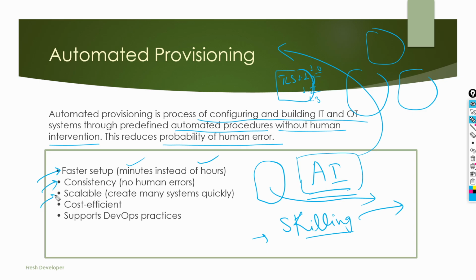Next thing is scalable. Create many systems quickly. Obviously, if one person is doing it, he will do it one by one. But if you have written a script, it can be sent to multiple systems altogether. Cost efficient. If you have written a script and are sending the command to multiple servers, one person can do that job. Otherwise, multiple persons would be logging into systems one by one and doing the job. A little bit complex.